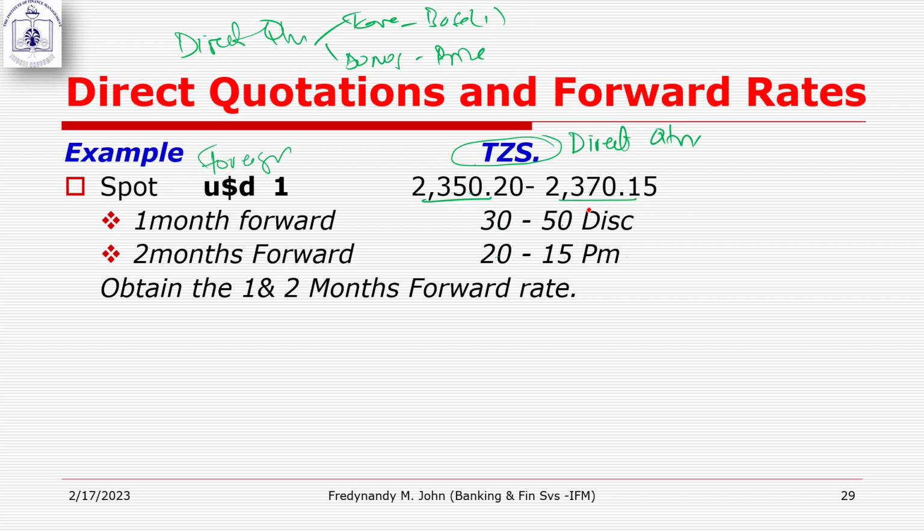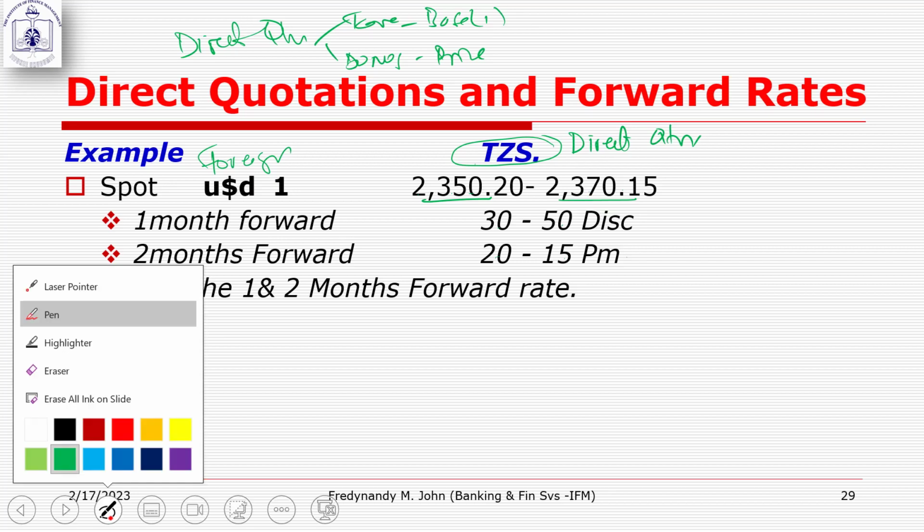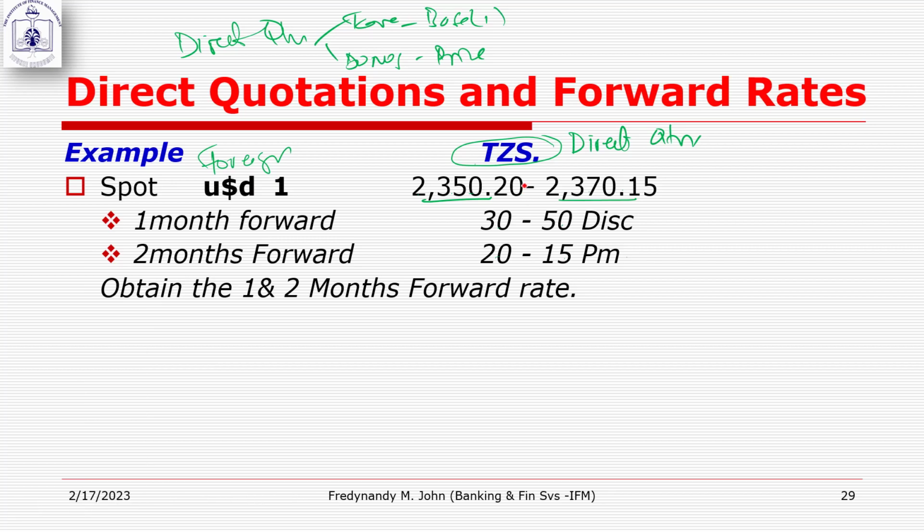Good. Then let's recall the thumb rule. The thumb rule says that under direct quotation, the higher rate is the selling rate and the lower rate is the buying rate. Therefore, here 2,350, here 2,370. So 370 is greater than 350. Therefore, we can confidently conclude that this one is the selling and this one is the buying.